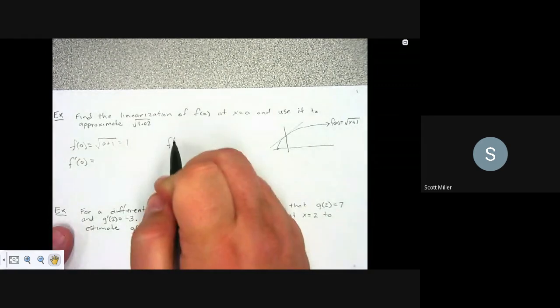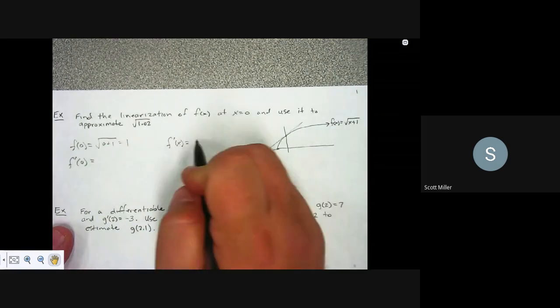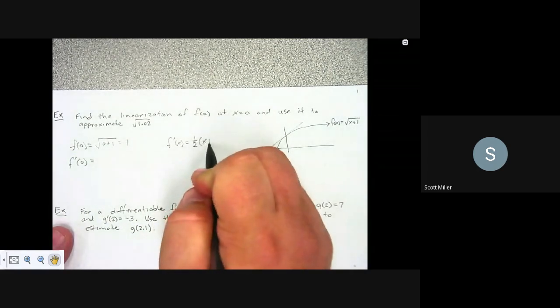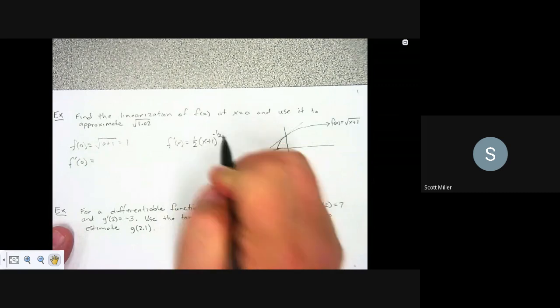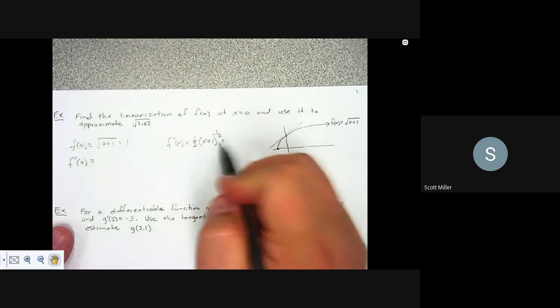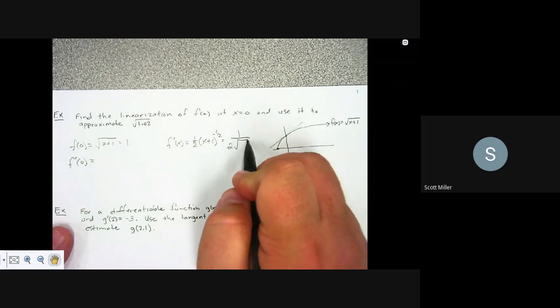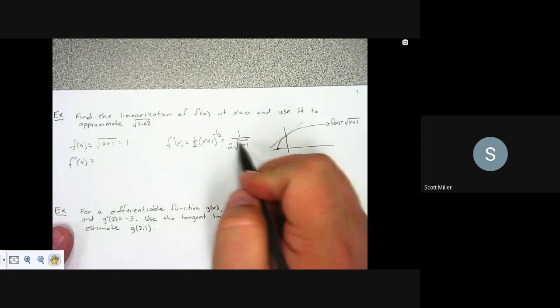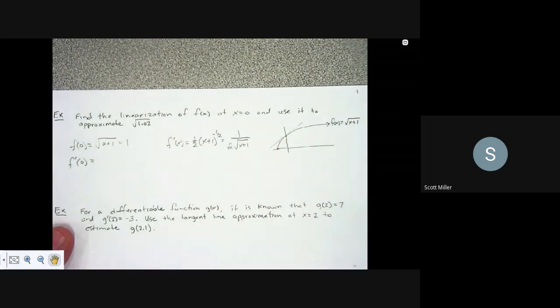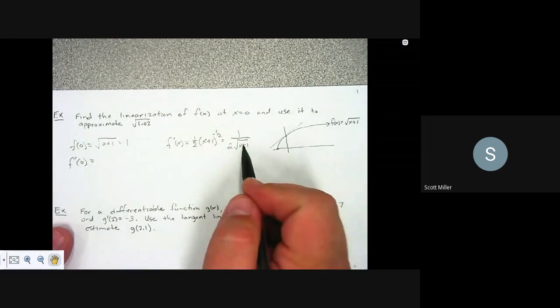So we take this equation of f over here. This is x plus 1 to the 1/2. We find its derivative: 1/2 times x plus 1 to the negative 1/2. If you wanted to rewrite this, you can write it as 1 over 2 times the square root of x plus 1. This is the same thing. Then I want to plug in 0. If I plug in 0 in here, I'll get the square root of 1 again, and this just becomes 1/2.